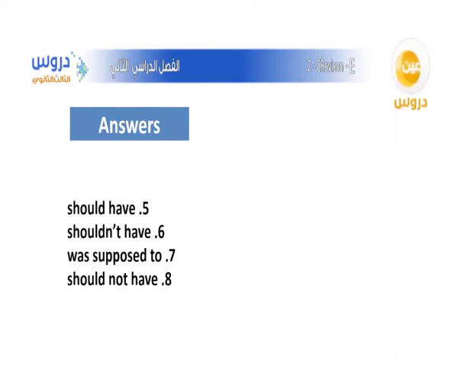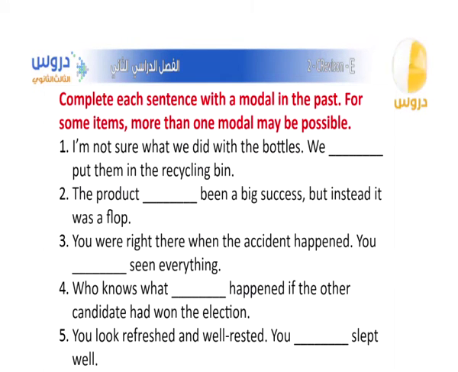Here are the answers. Should have, shouldn't have, was supposed to, and should not have, in case you missed the answers. Here is another exercise, also for modals in the past. Complete each sentence with a modal in the past. For some items, more than one modal may be possible. In some of these blanks, more than one modal can be used.